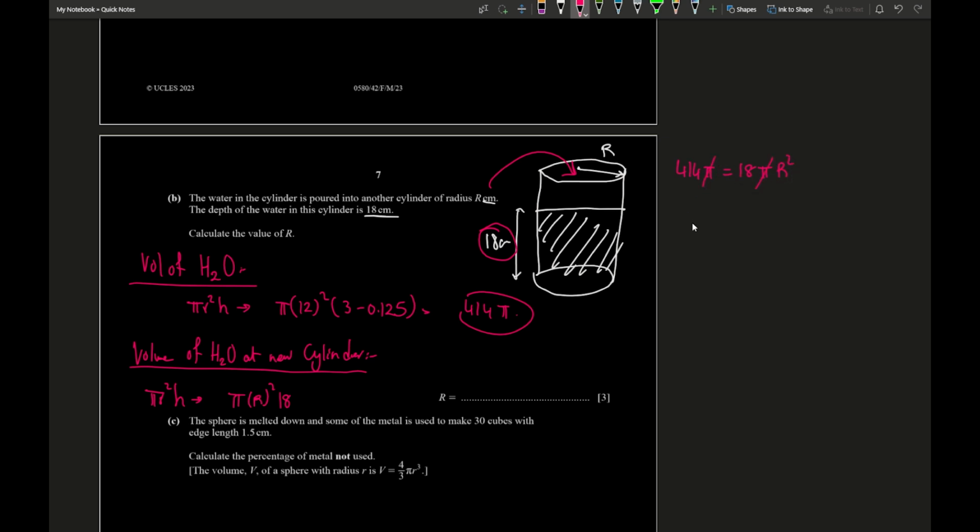You can divide by pi. And to solve for r, just divide by 18 and then take the square root. So r is equal to the square root of 414 divided by 18, which is equal to the square root of 23, which is 4.8 rounded to one decimal place.